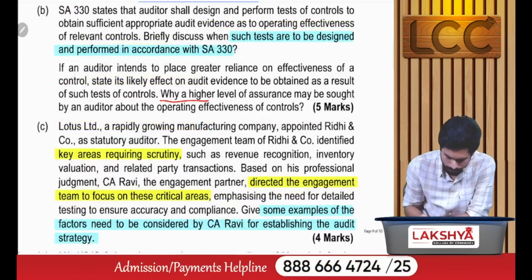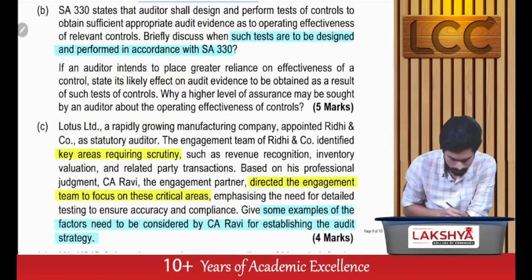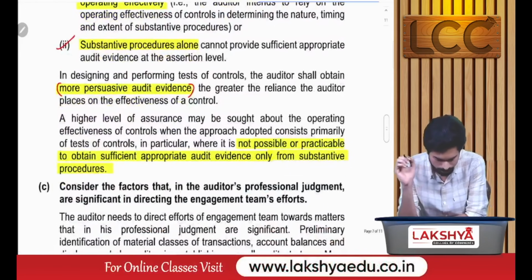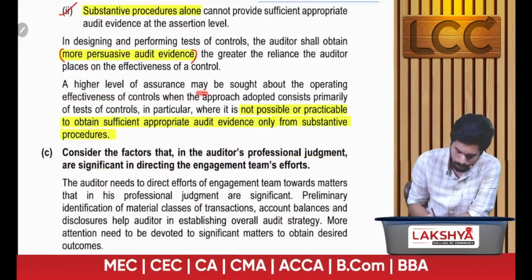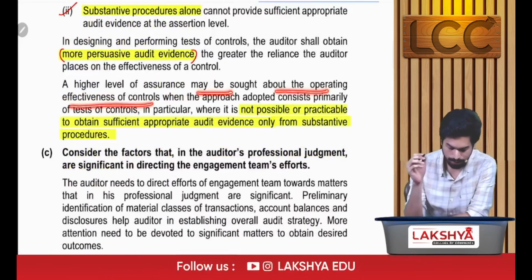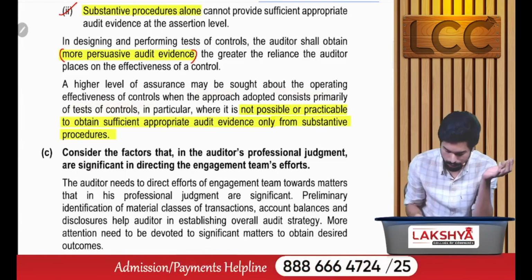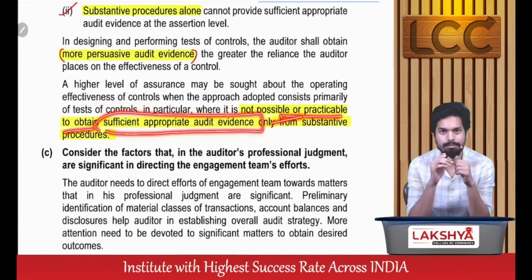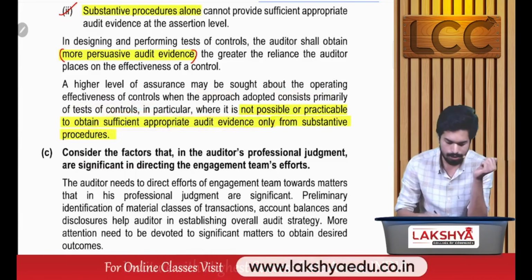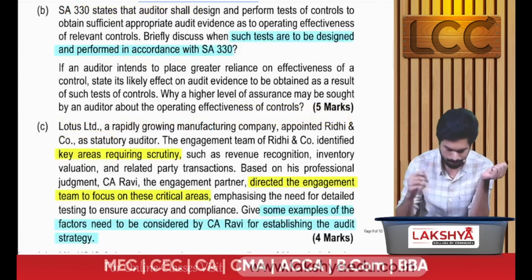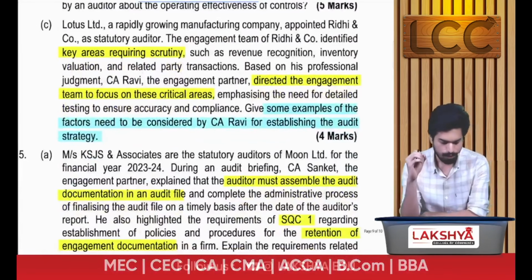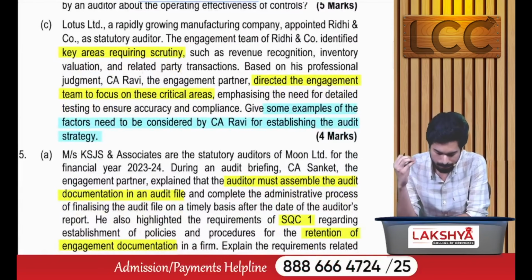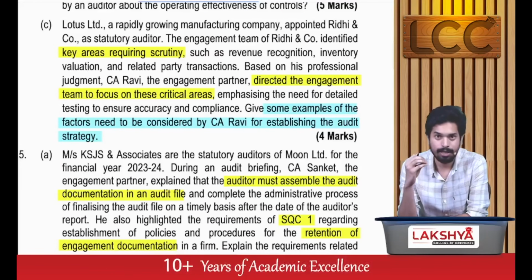Why may a higher level of assurance be sought by an auditor about the operating effectiveness of internal control? A higher level of assurance may be sought about the operating effectiveness of internal control when it is not possible or practicable to obtain sufficient and appropriate audit evidence only from substantive audit procedures. In that situation, obviously he wants to obtain a high level of assurance. That's it.